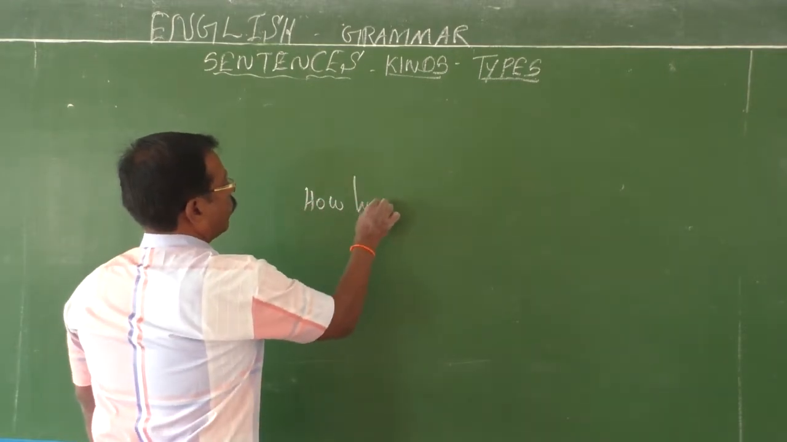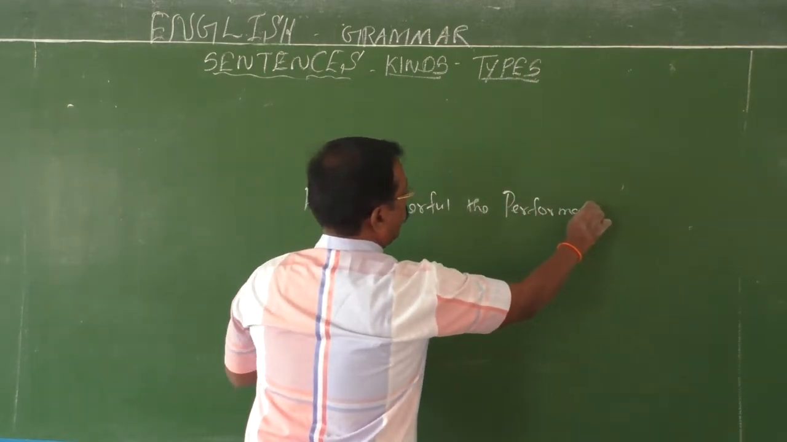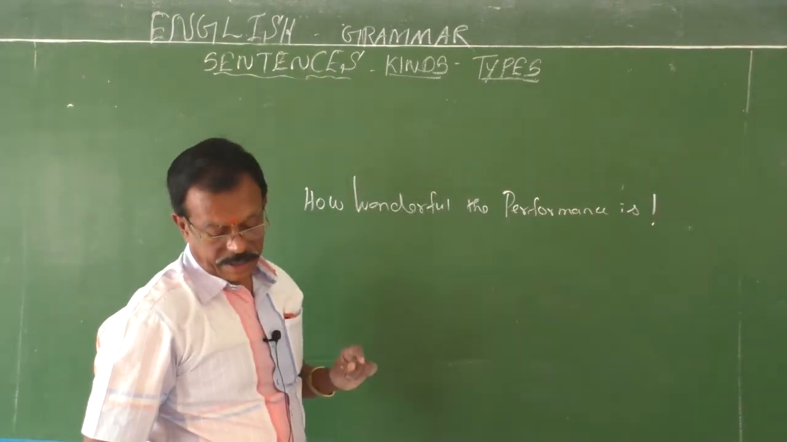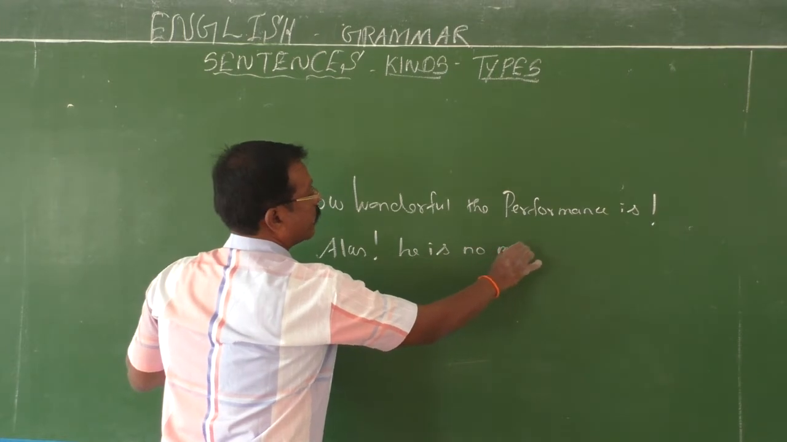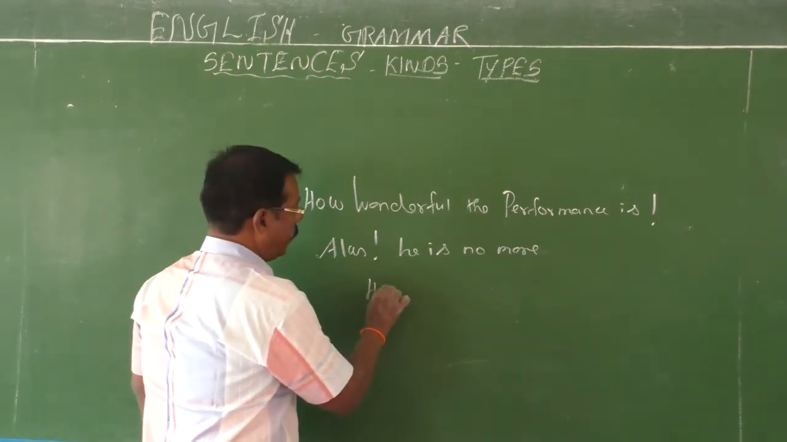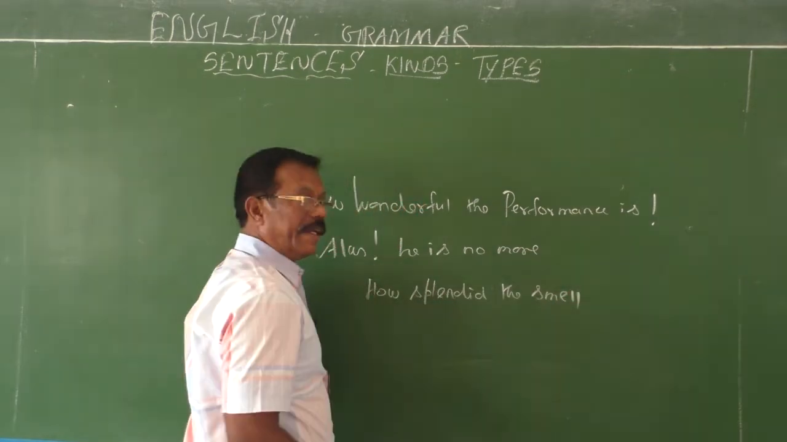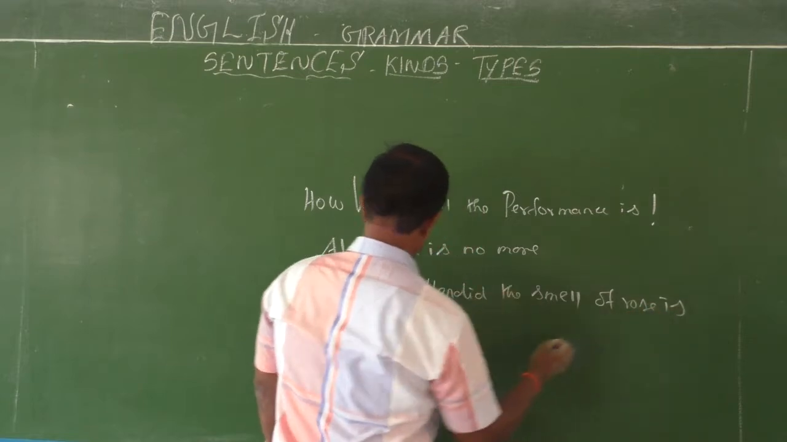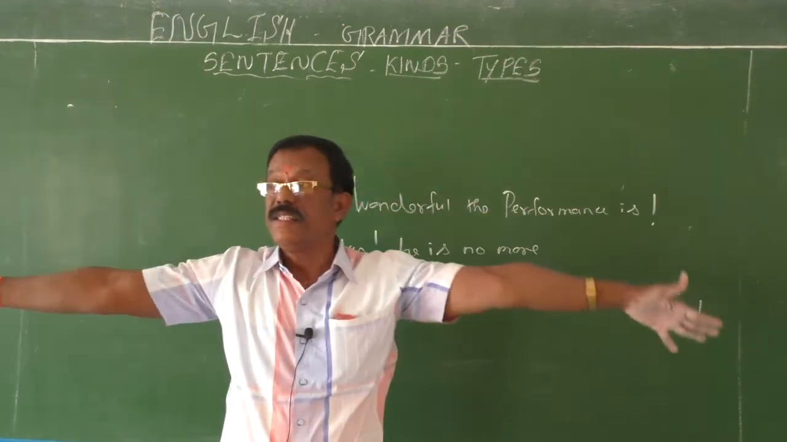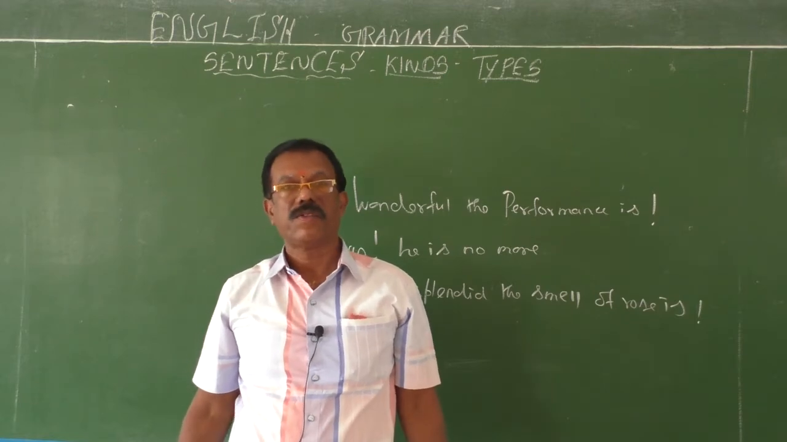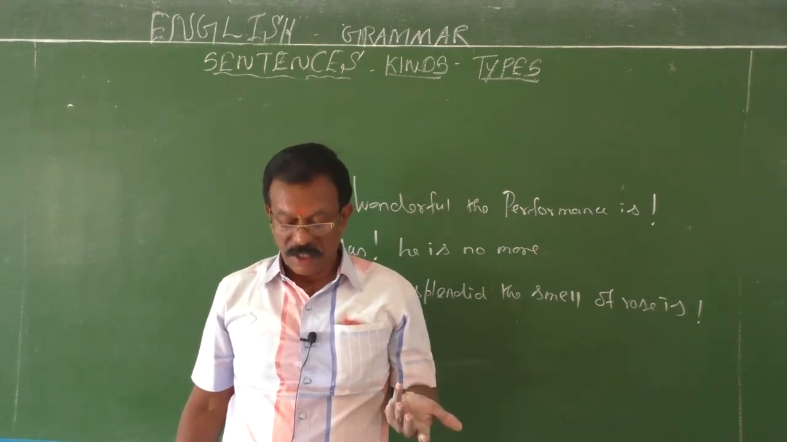How wonderful the performance is! Then the exclamation mark. Similarly, alas, he is no more! An example of exclamatory sentences. And how splendid the smell of the rose is! How high it is! How long is it! So you can frame such sentences. He exclaimed with joy. He exclaimed with sorrow. Normally we use such expressions to make it more alive.